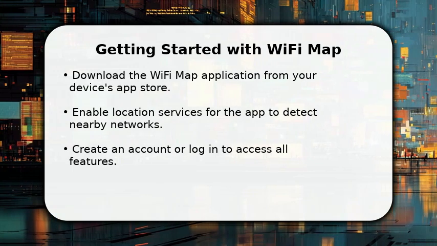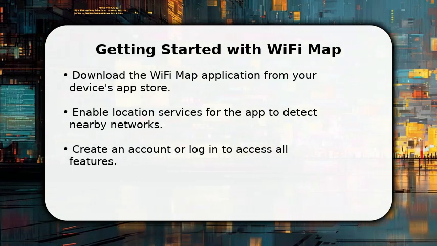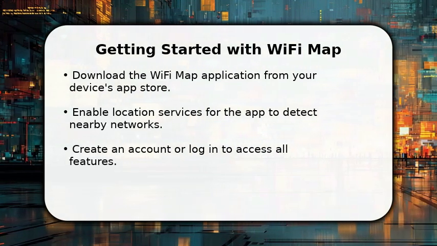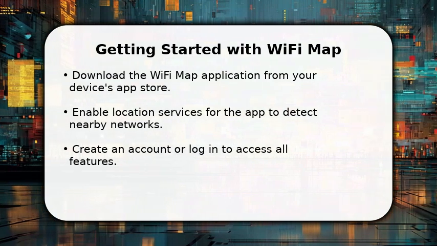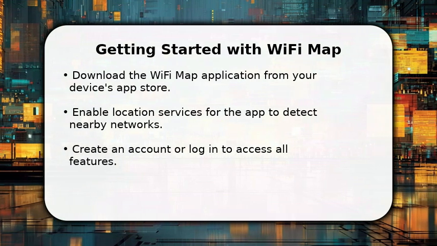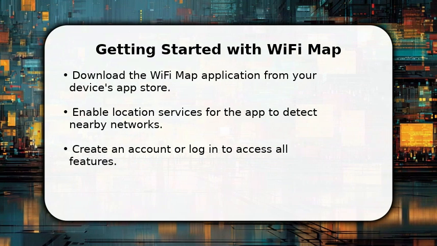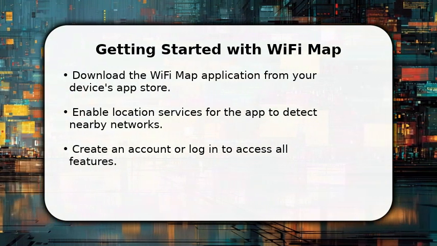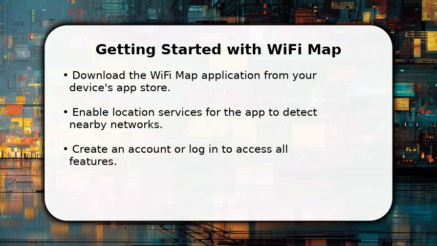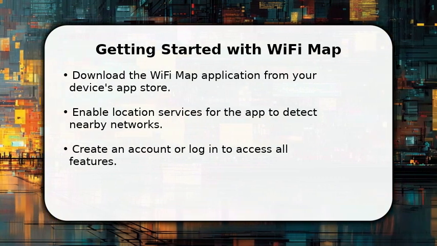In this video, I will explain how to use Wi-Fi Map. First, download the Wi-Fi Map application from your device's App Store, available on both iOS and Android platforms. Next, enable location services for the app to accurately detect nearby networks within a radius of several hundred meters. Finally, create a free account or log in to access all the powerful features, including community-contributed passwords and offline map capabilities. This ensures you're ready to find internet access anywhere.